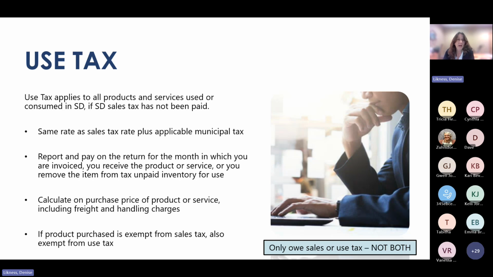You can report and pay it on your return. There's a line actually on your sales tax return that says use tax. It's calculated on the purchase price and shipping and handling. If it would be subject to the use tax, it would be subject to the freight and handling too. If the purchase is exempt from sales tax, it's also exempt from use tax. And like I said, you only owe one or the other. You don't owe both, except in a few situations, which we'll get into a little later.